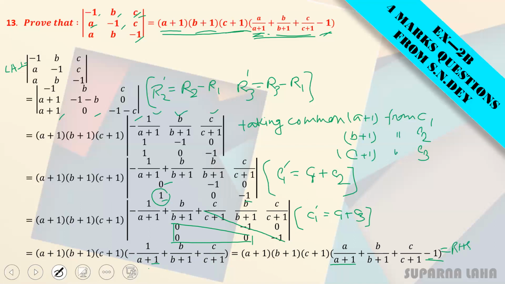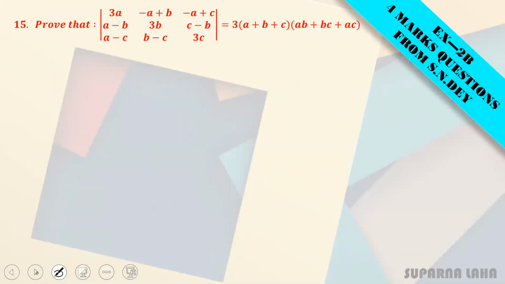So we proved it. So moving to the next problem, question number 15. The same order 3 determinant is given and the value is 3 into a plus b plus c, so ab plus bc plus ac. So look at this first factor, a plus b plus c, and this is the second factor, ab plus bc plus ac. So we will talk about this later. Moving to the first factor, let's start with this LHS.